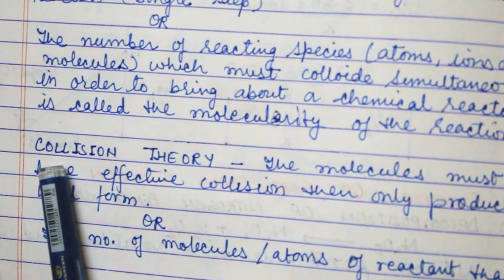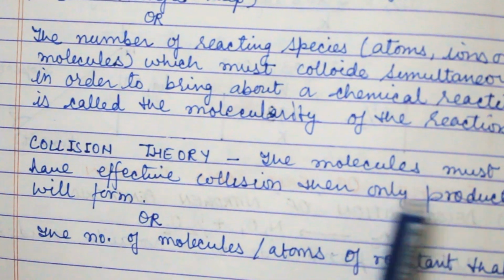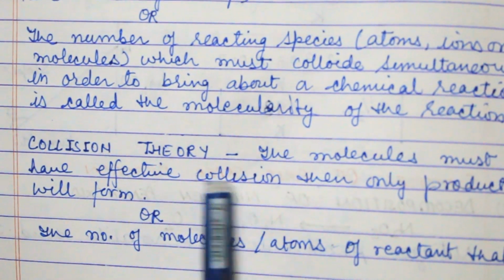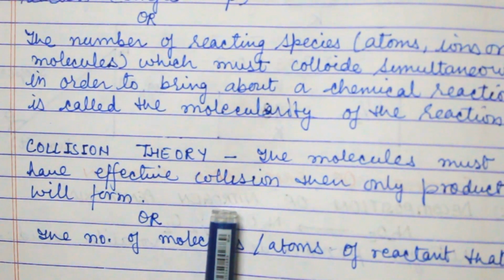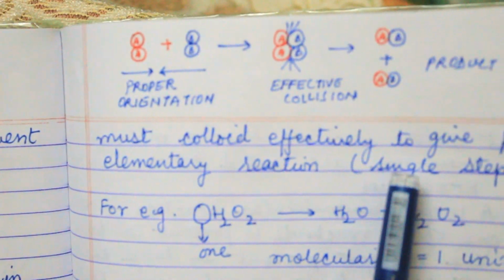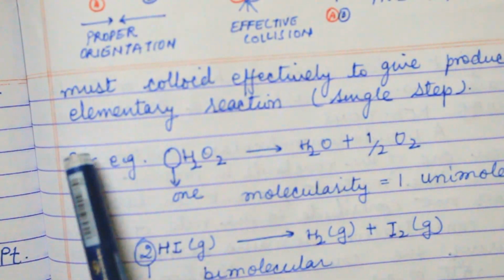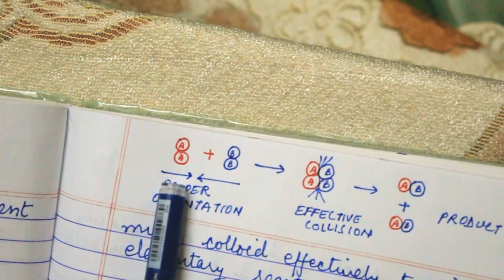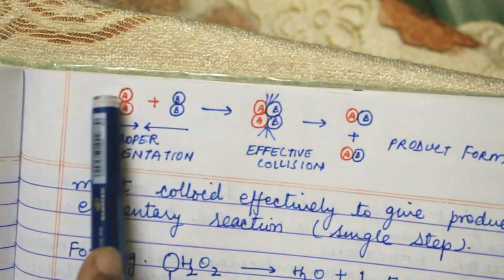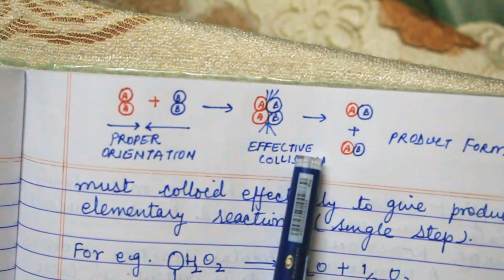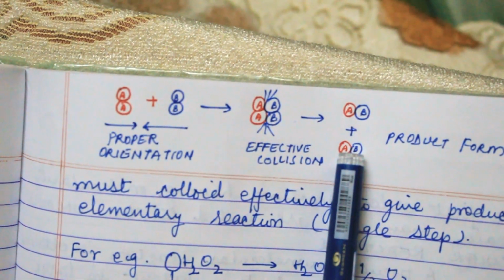Now first we have to consider collision theory. The molecules must have effective collision, then only product forms. When the molecules have effective collision, then only product will form. Or the number of molecules, atoms or reactants that must collide effectively to give product in an elementary reaction, that is a single step. For example, this is the molecule A A and B B is the reactant. If they have proper orientation and effective collision, then only the product will form.